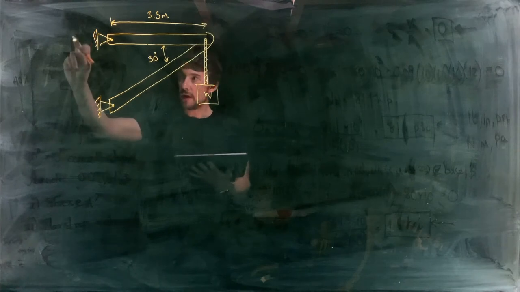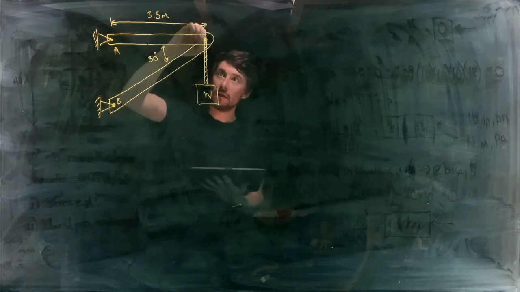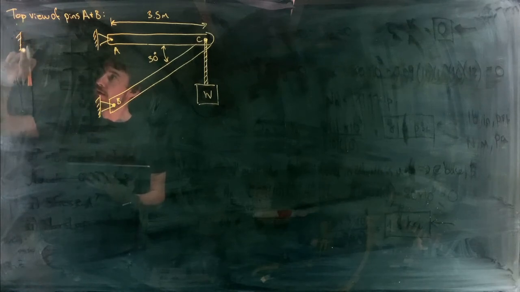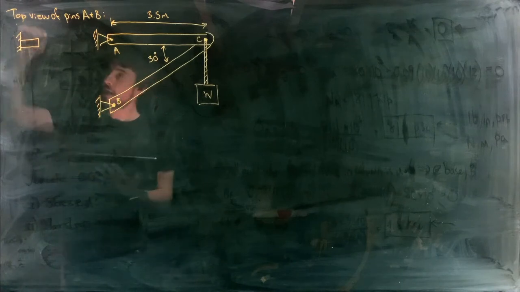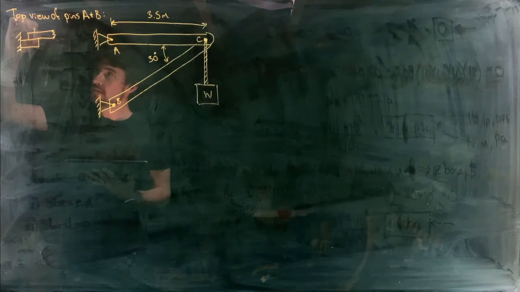And then we've got a top view of these two pins here. And we've got some labels too. Let's put those labels on. That's point A there. Down here we have point B. This guy over here is point C. So top view of pins A and B are like this. So for A, we've got a single bracket like that, and then member AC like this. We'll just draw a broken line to indicate that it continues. And then the pin goes through like that.